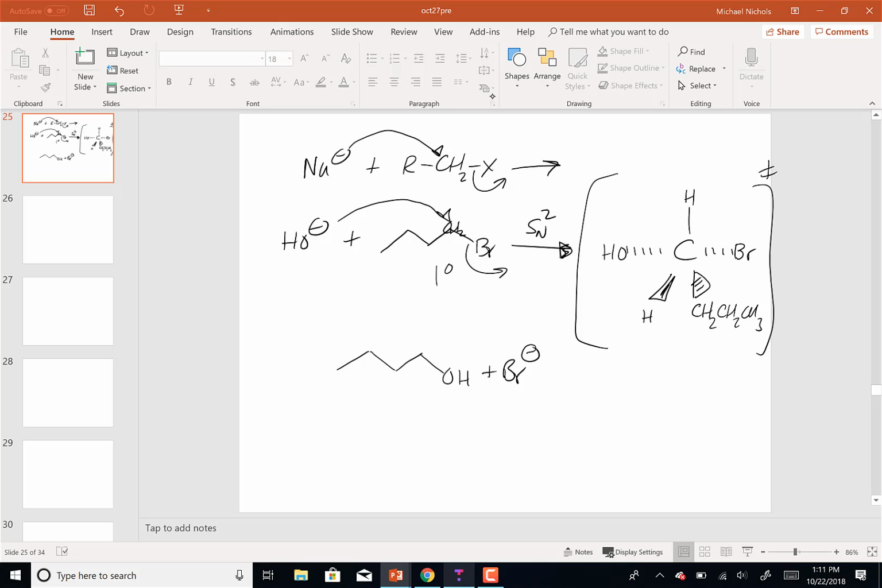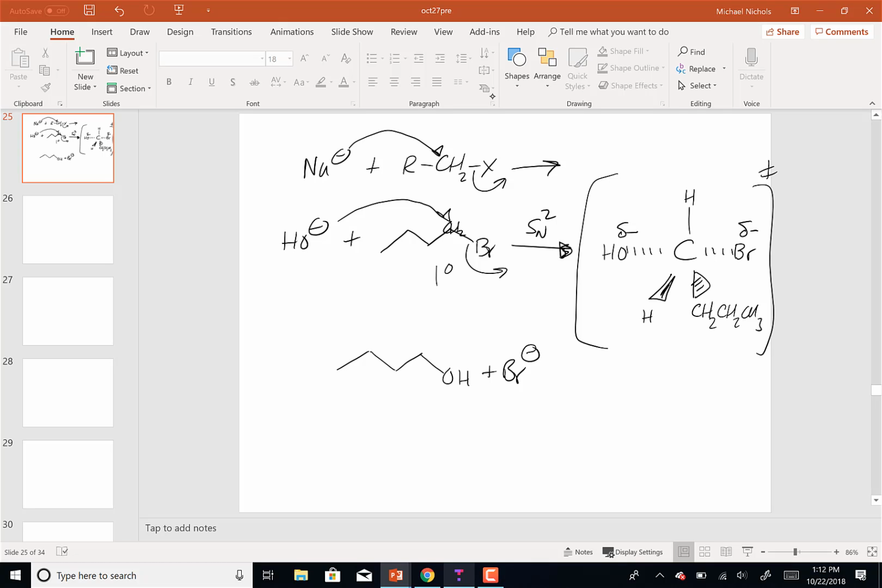So OH goes from -1 to neutral. So its average is delta minus. Br goes from neutral to -1. Its average is delta minus as well. So in the transition state for this reaction, the negative charge on OH is being transferred to the bromine. And then when the bromine leaves, we end up with the alcohol plus Br minus.